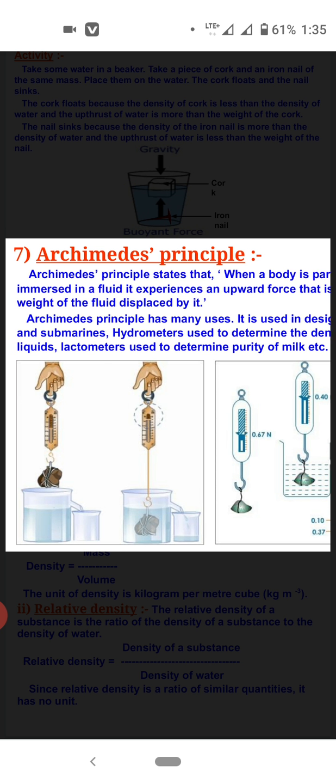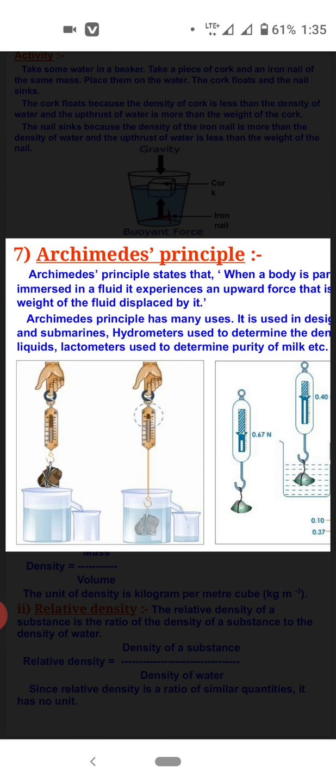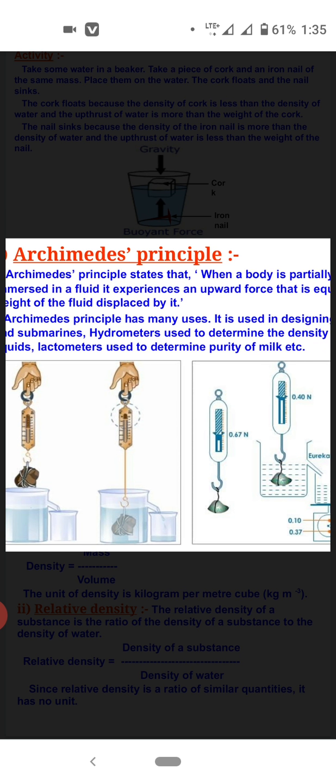You observe in figure 1 the elongation of the rubber string due to the weight of a piece of stone which is suspended from it in air. And in figure B, the second figure, you can see the elongation decreases as the stone is immersed in water.